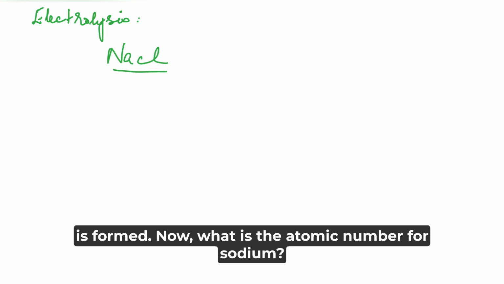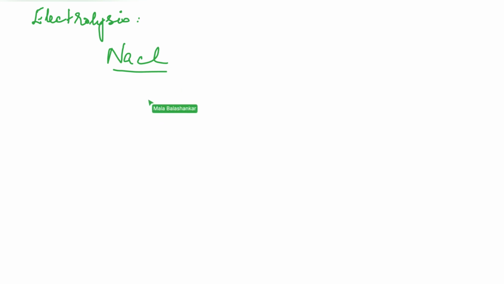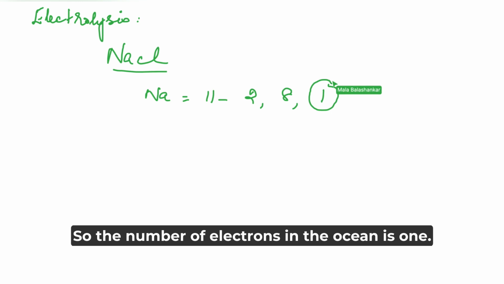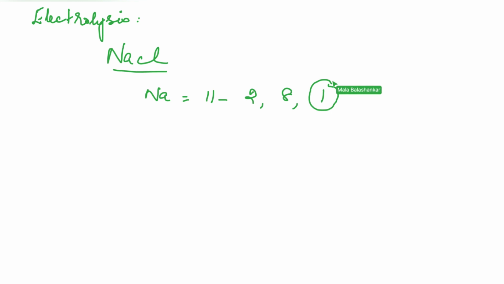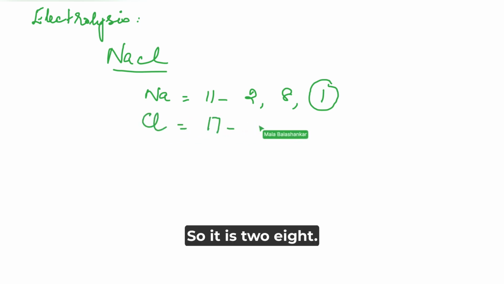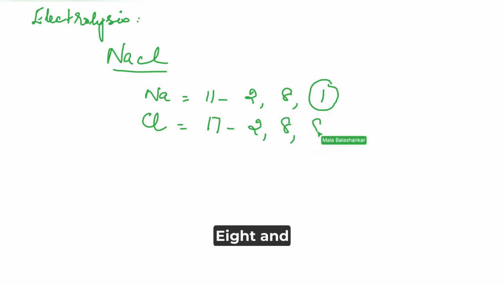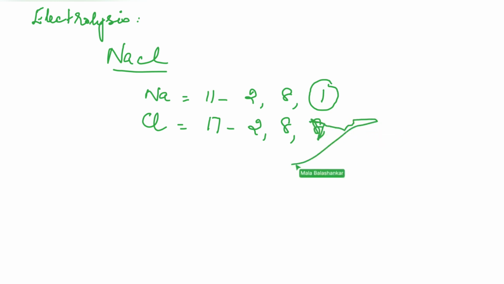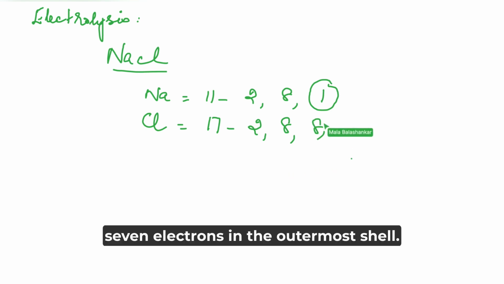Now what is the atomic number for sodium? It is 11. The configuration is 2, 8, 1. So the number of electrons in the outermost shell is 1. And for chlorine, the atomic number is 17. So it is 2, 8 and 7. 7 electrons in the outermost shell.